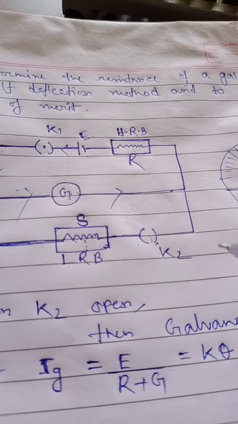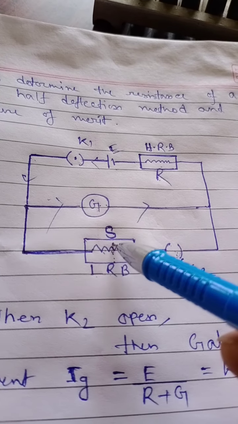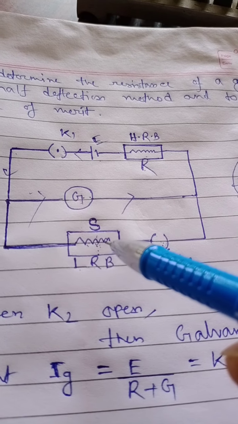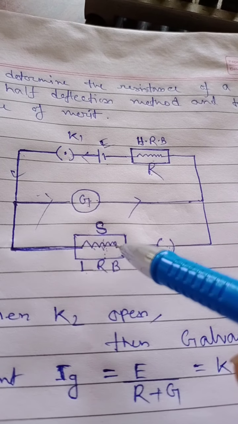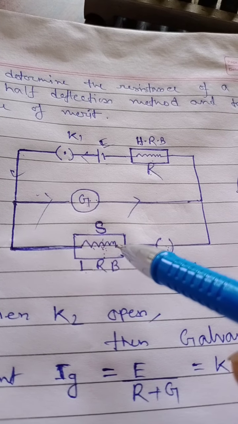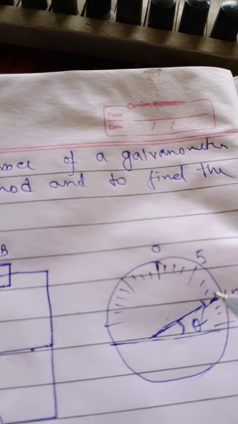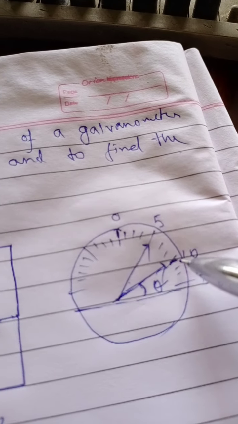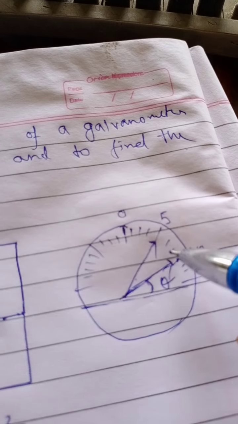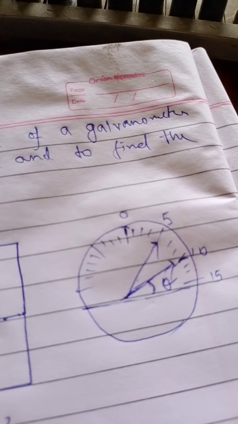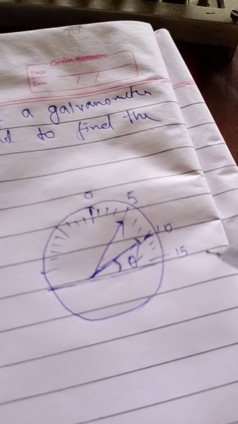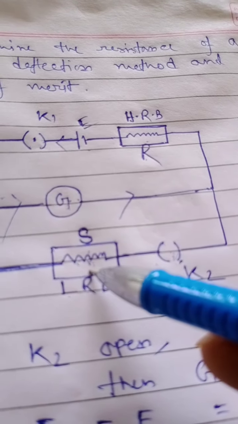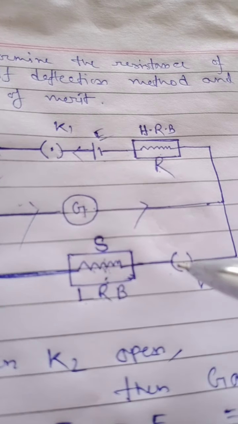Now we have to put some resistance here in the low resistance box. In the low resistance box S, we have to put some resistance in such a way that this deflection becomes half of the previous one. The previous deflection was 10, now the deflection will be 5. So we have to adjust by this S.